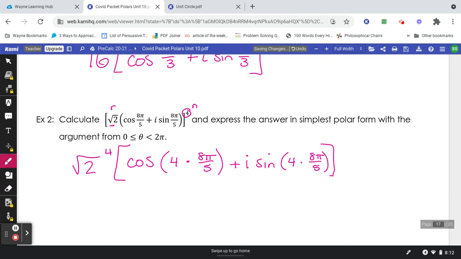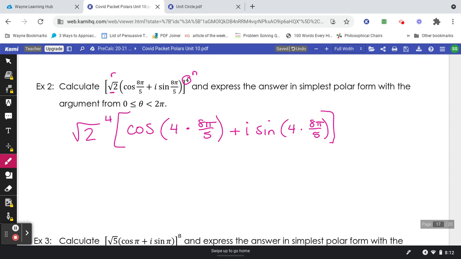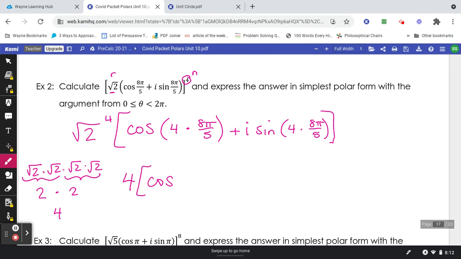And then we're going to multiply. So when you have radical 2 four times, I want you to think about it as radical 2 times radical 2 times radical 2 times radical 2. Each pair of radical 2's together gets me a regular 2, and then 2 times 2 makes the 4 in front. So 4 cosine, and then I'm going to multiply 4 over 1 times 8 pi over 5, which will get me 32 pi over 5.